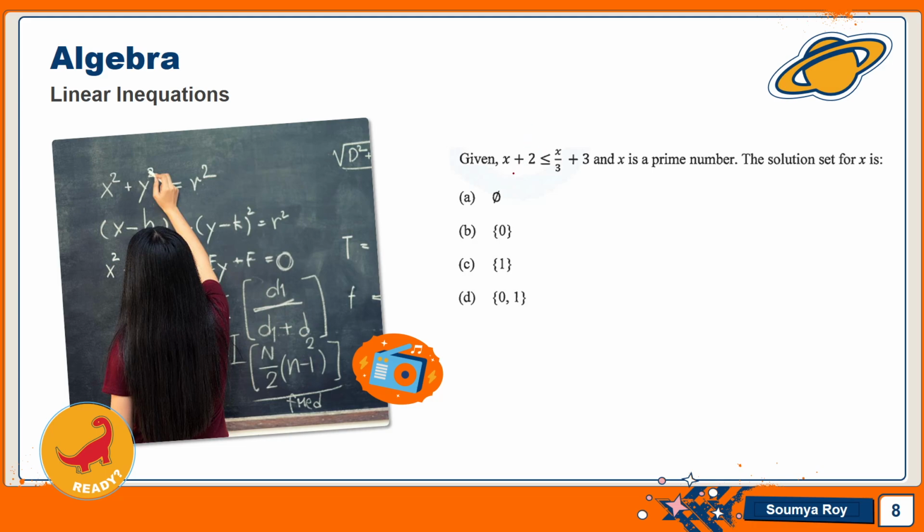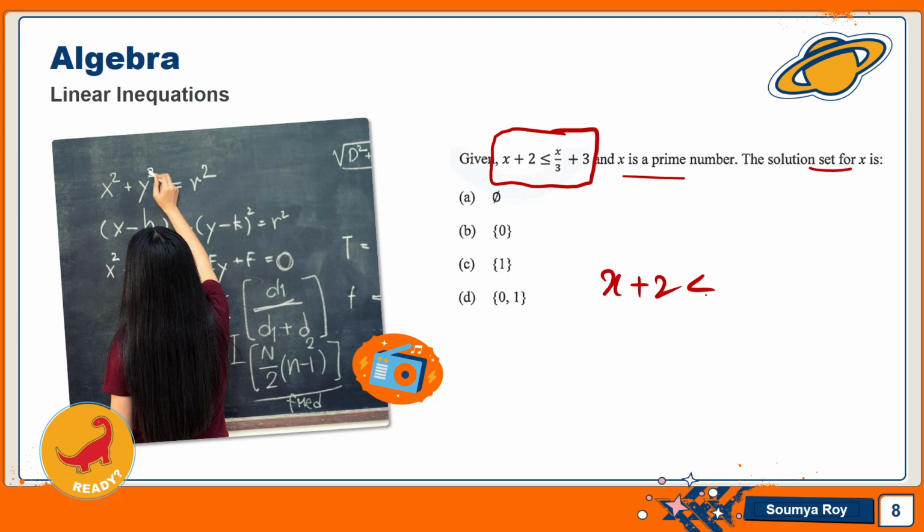So what it says is that this is an inequation: x plus 2 less than equal to x by 3 plus 3, where x is a prime number. You need to write the solution set, meaning the answer. In a linear equation you get only one answer, x equal to 3, x equal to whatever. But here you are going to get more than one answer. You can get one answer also, or more than one answer also. So let's solve this.